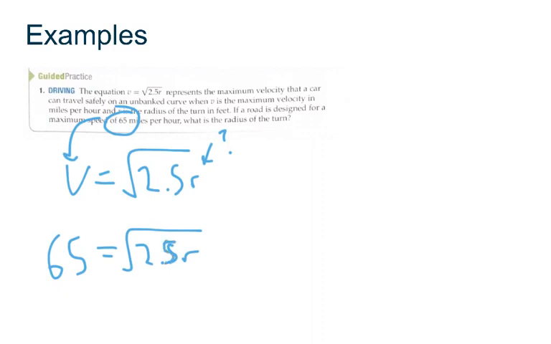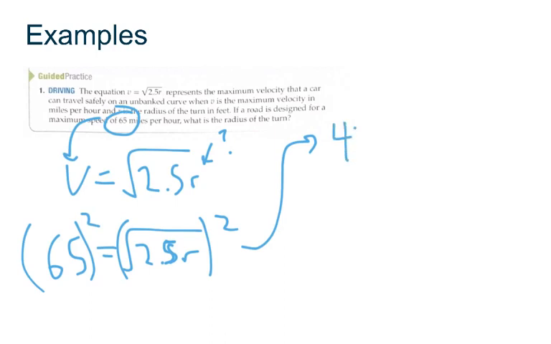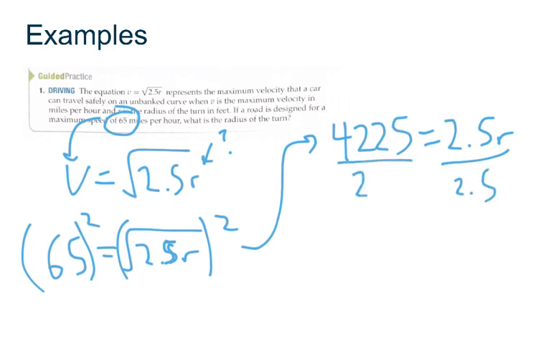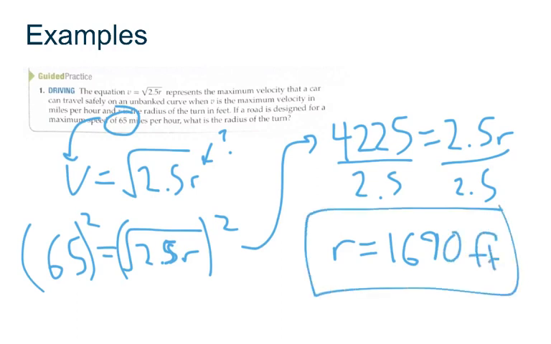I then need to see, okay, do I need to do anything to isolate my square root? This one, there's nothing else there, so it's already isolated. So I can now square both sides. I'm going to get some big numbers here. So 65 times 65 is 4,225, which is equal to 2.5r. Divide both sides by 2.5, divide both sides by 2.5. R equals 1,690 feet. And that is the radius of this turn.